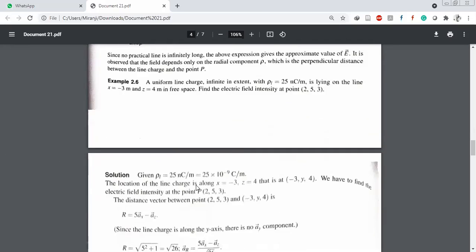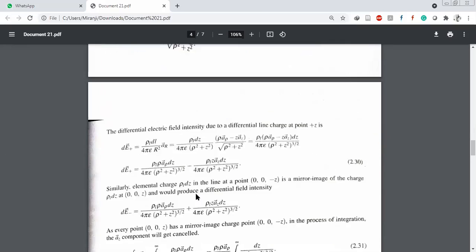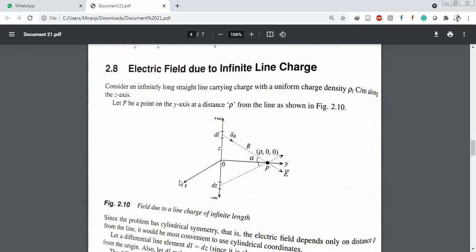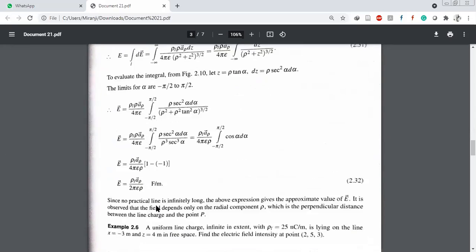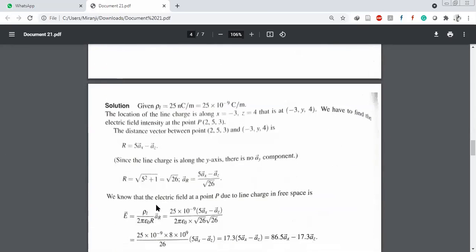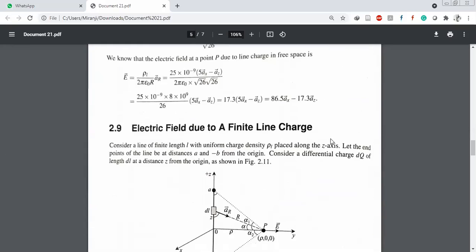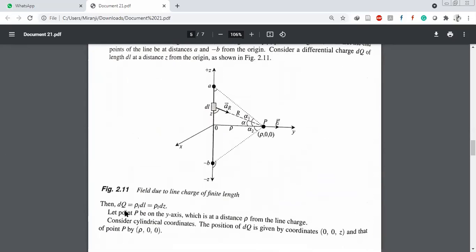That's why, as the evaluation, this infinite line is extended to finite, or simplified to finite, in the latter section. See here the electric field due to that finite line. In the previous case this is minus infinity and this is plus infinity. But in this finite line concept this is minus z to plus z, which are the points.